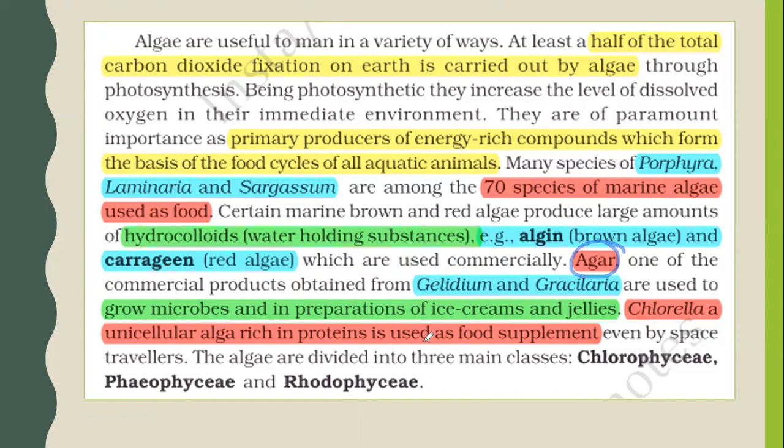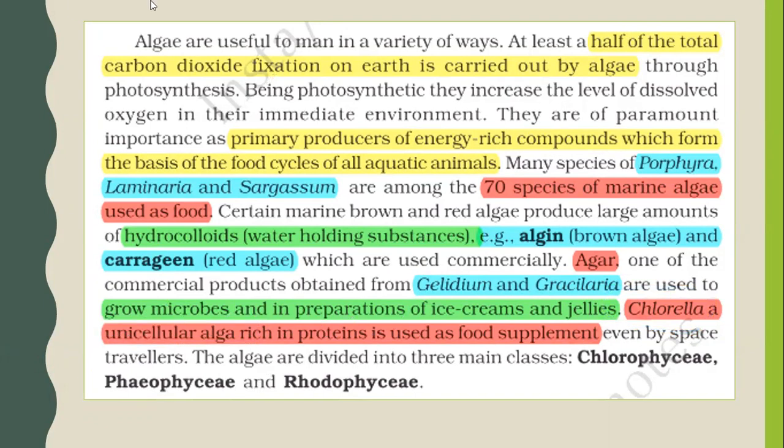And one more, agar, which is obtained from two red algae, Gelidium and Gracilaria, is used to grow microbes and in the preparation of ice creams and jellies. Chlorella, a unicellular alga which is rich in protein, is used by space travelers. Very important. This was a NEET 2020 question.